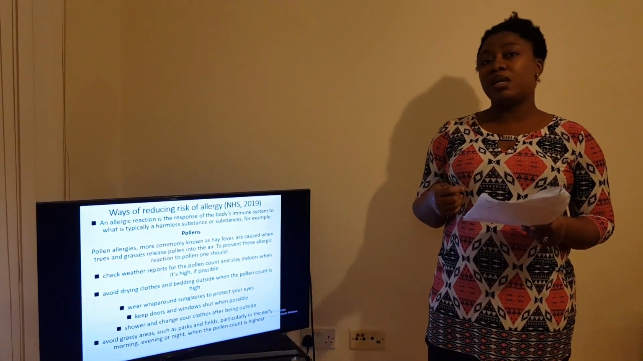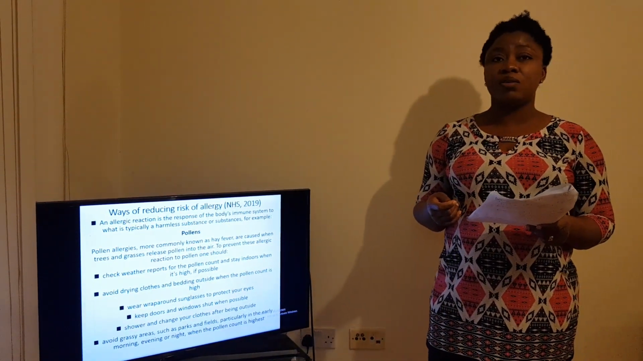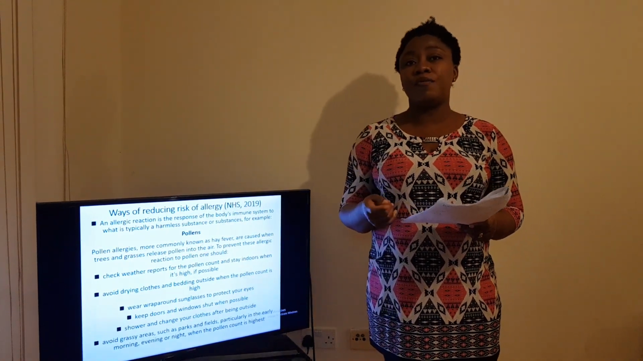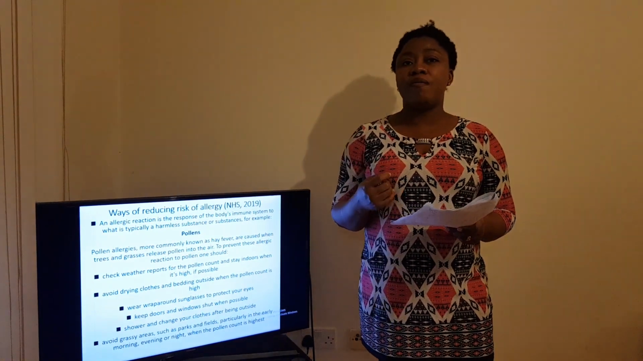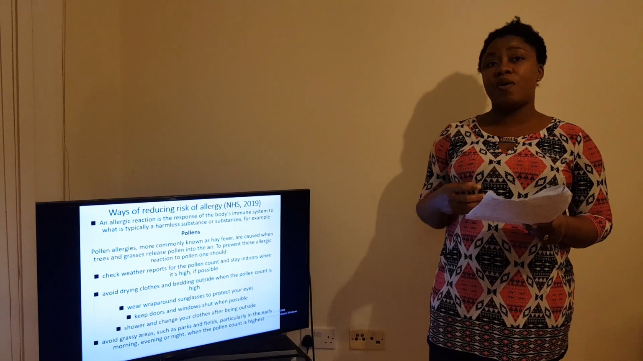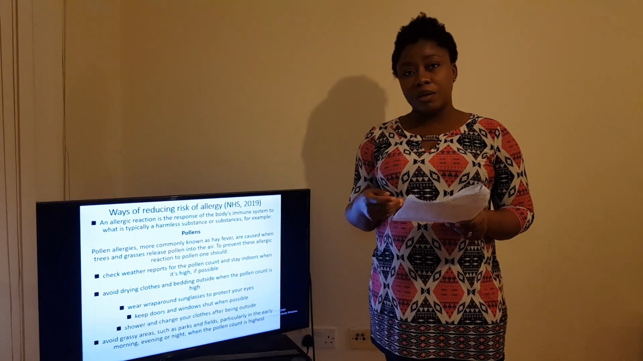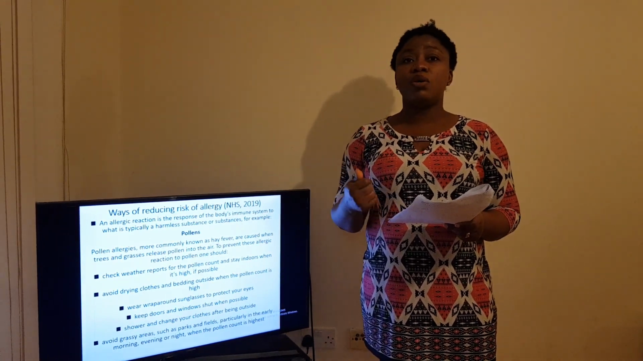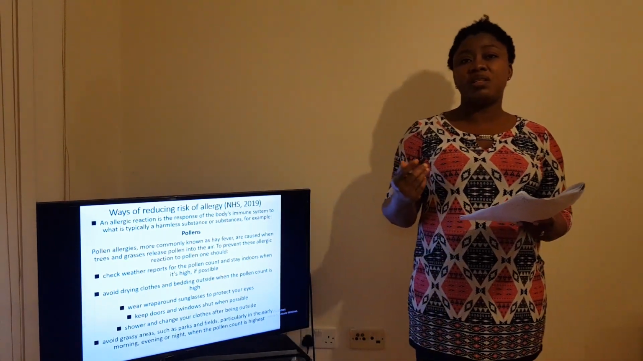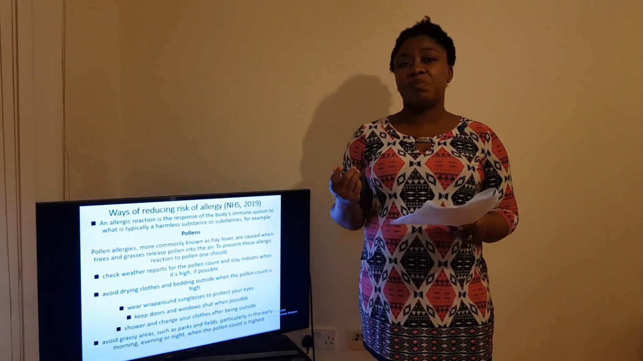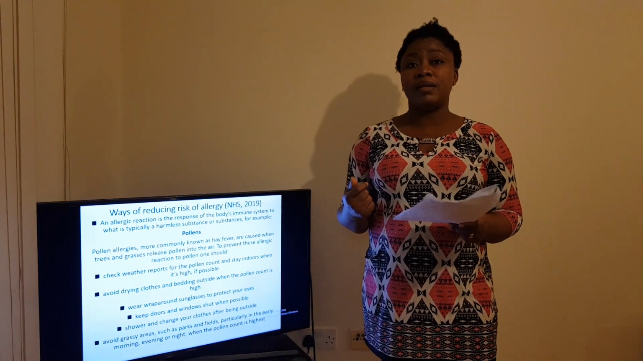And to prevent this allergic reaction to pollen, one should check the weather report for the pollen count and stay indoors when it's high if possible. Avoid drying clothes and bedding outside when the pollen count is high. Wear wrap-around sunglasses to protect your eyes. Keep doors and windows shut when possible. And when possible, shower and change your clothes after being outside. Avoid grassy areas and parks, particularly in early mornings, evening, or night when the pollen count is highest.